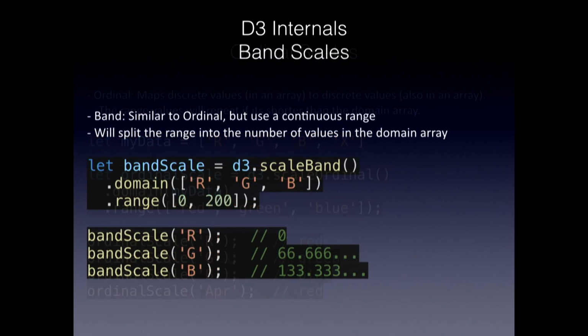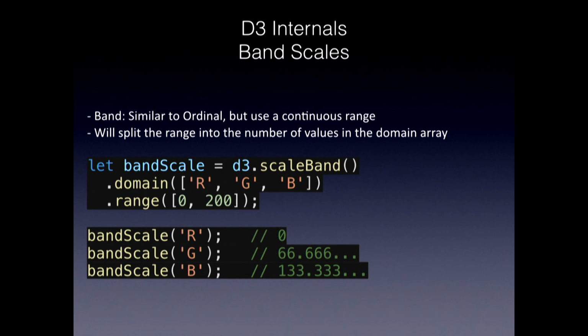Band scales are similar to ordinal, but they use a continuous range. And it'll split the range into a value of range. It'll scale it. So the first one is fixed buckets. The second one is fixed buckets, but scales it. So this is useful when you're doing bar charts, for example, and you want to scale the width of the bands. So you want to scale them horizontally, when you'll use a linear scale for that. We'll come back to that. But you also want to scale them horizontally, but within constrained bands.